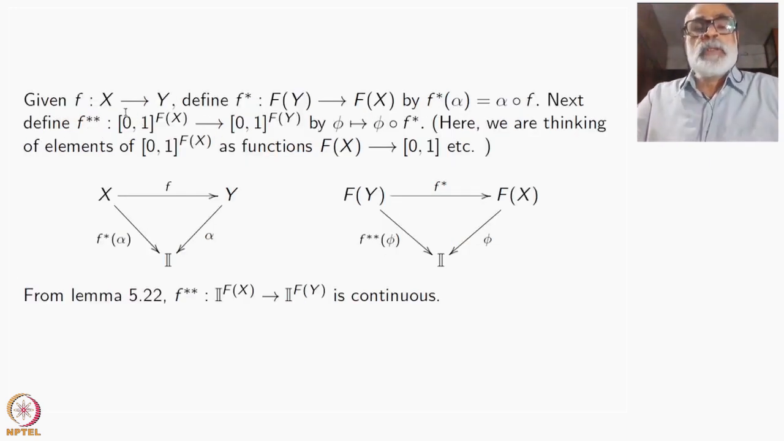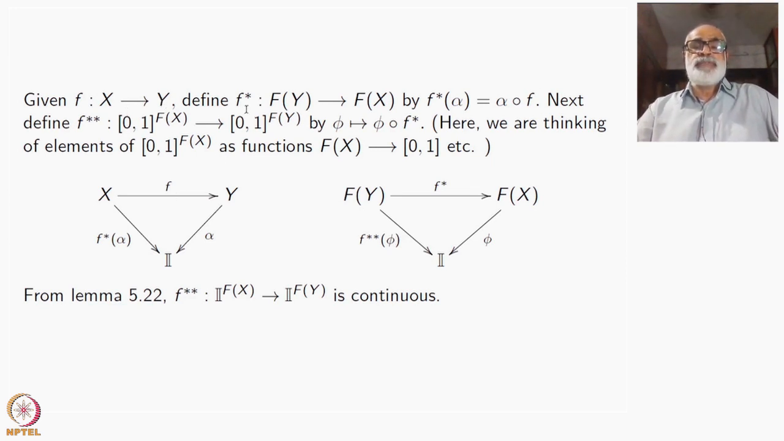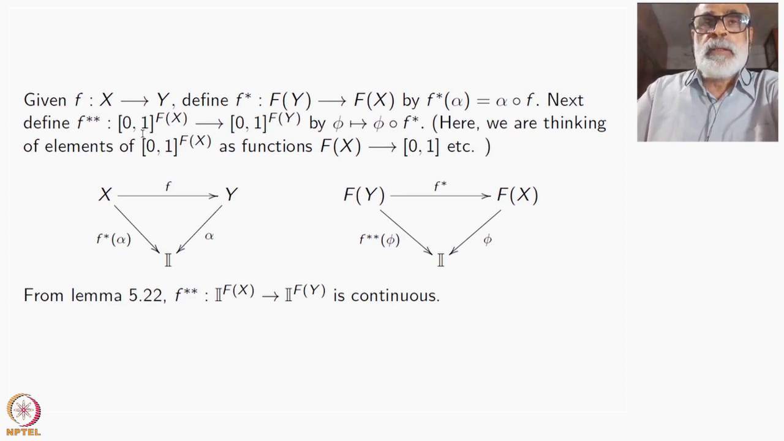Given a function f from X to Y, first we define f star from FY to FX. Remember, FY denotes all continuous functions from Y into [0,1]. Similarly, FX denotes all continuous functions from X into [0,1]. Starting with a function from Y to [0,1], you compose it with f, you get a function from X to [0,1]. So, f star of alpha is just alpha composite f. Next, I do one more composition here, that is f double star from [0,1] raised to FX into [0,1] raised to FY, just the way we defined it in the lemma, that is Z raised to B to Z raised to A. So that is what we are going to do.